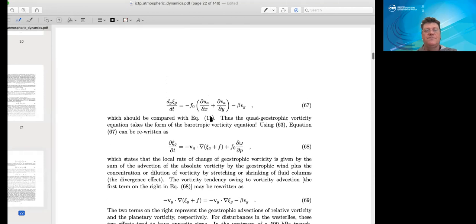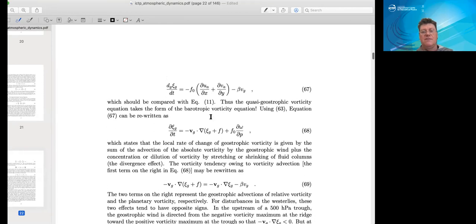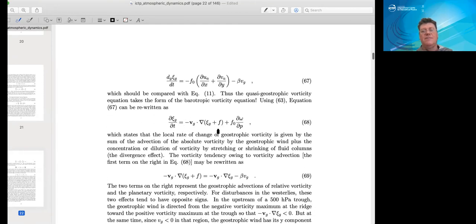So we are now looking at what is happening between these two terms in principle that govern this local change of relative vorticity. And these two terms are the advection of relative vorticity and the advection of planetary vorticity. Now assume we have a wave.